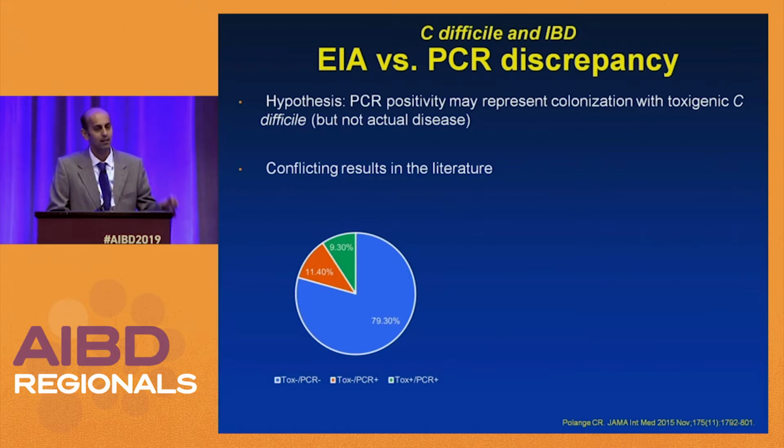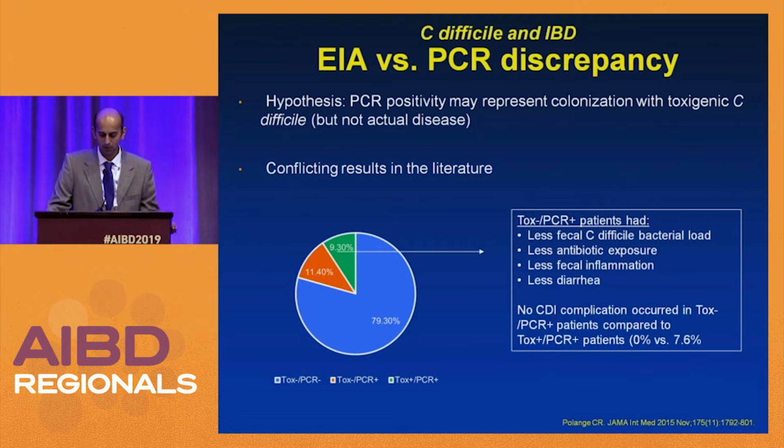And so this is where you run into the discrepancy where someone is toxin positive by ELISA or by PCR but negative by the other, which is a common clinical situation that I'm sure many of us have come across. So let's see what happened to this group. What they found in general was that people who were toxin negative but PCR positive had generally less fecal C. diff load. They tended to be exposed to antibiotics less. They had less fecal inflammation if you use calprotectin or other fecal inflammatory markers, and had less diarrhea.